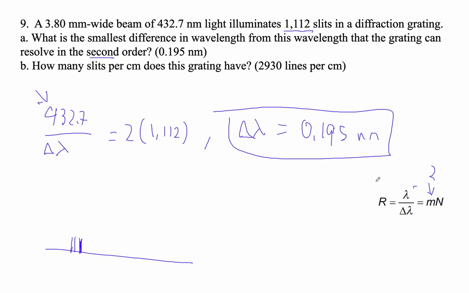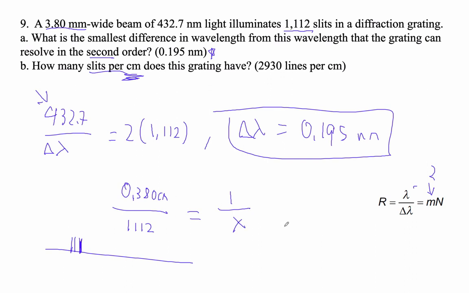So what is the smallest difference in wavelength? Okay, so we've got that. All right, how many slits per centimeter does this grating have? Well, if 3.8 millimeters is that many slits, then I think we've got to do a proportion. There are two ways to do this. We can go 0.380 centimeters is to 1,112 as 1 is to x. You can just do a simple proportion, because it's asking how many slits per centimeter. This 3.8 millimeters is 0.38 centimeters, and they're asking, if you had a whole centimeter, what would it be? So you could just do a direct proportion like this.